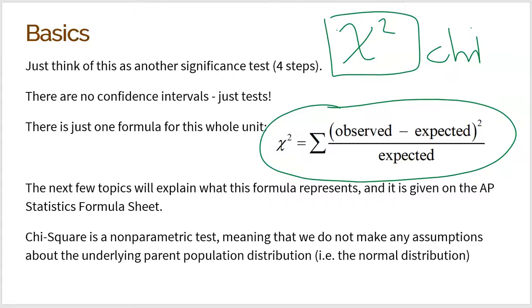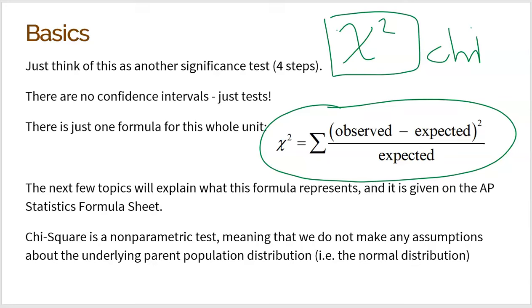Now, there's also no confidence intervals this unit. Chi-squared doesn't have any confidence intervals. It's all about conducting a test. So the next few topics will explain what this formula represents. And also note it is given to you on the AP Stats formula sheet, so you don't have to worry about memorizing it. And chi-squared is known as a non-parametric test.